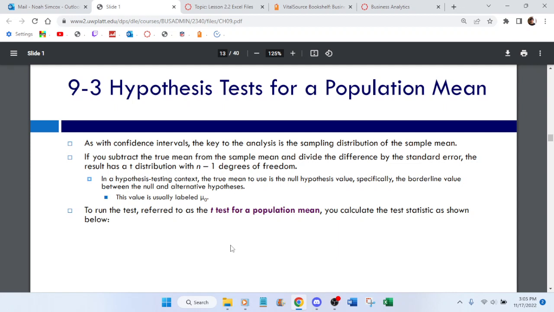In a hypothesis testing context, the true mean to use is the null hypothesis value, specifically the borderline value between the null and alternative hypotheses. This value is usually labeled mu-zero.